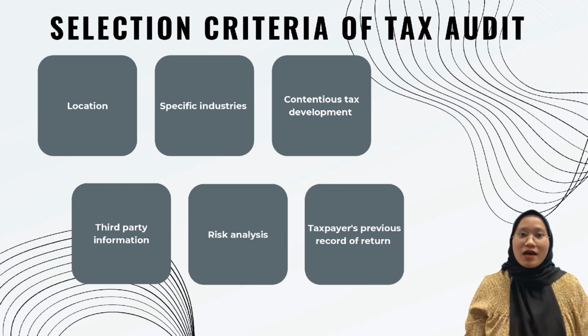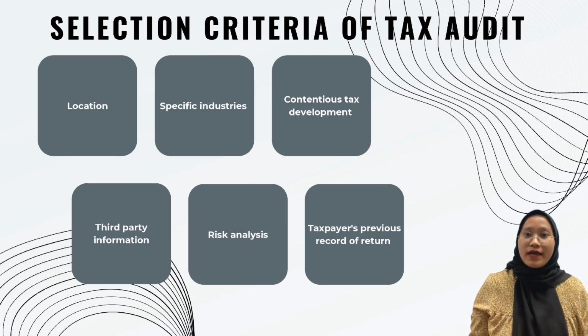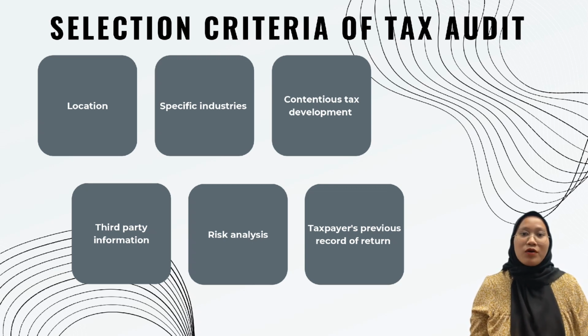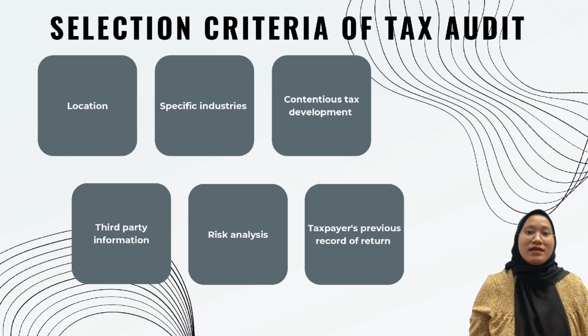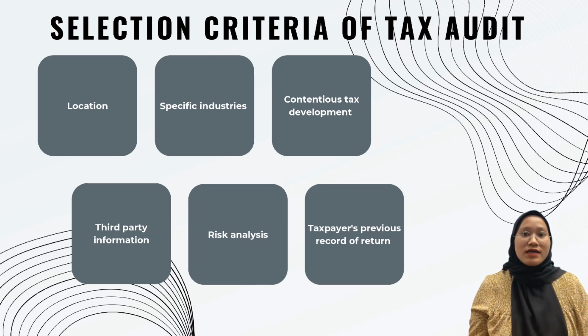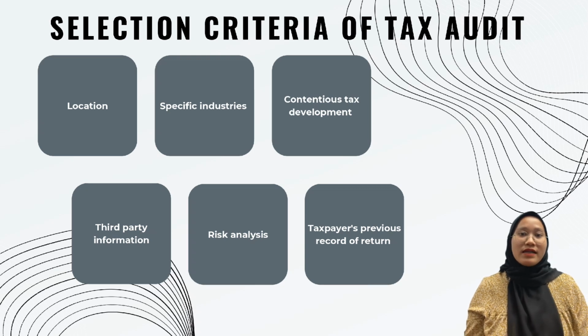For location, companies situated in prominent urban centres like Kuala Lumpur, Penang, Johor Bahru and Malacca are more likely to undergo tax audits compared to those in other cities. This heightened scrutiny is attributed to the well-established presence of listed companies and economic activities in these locations.